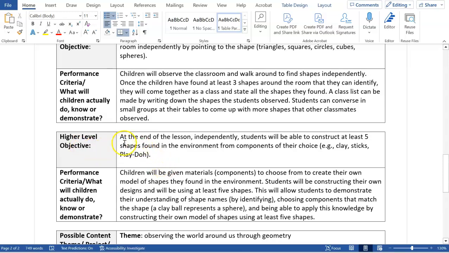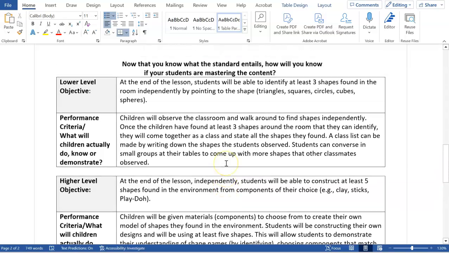So at the higher level, we have at the end of the lesson, independently, so again, these are our conditions, students will be able to construct, so that's our behavior, that's what we expect to see them doing. What are they going to construct? They're going to construct at least 5 shapes found in the classroom environment from the components of their choice. So they can use clay, sticks, or Play-Doh.